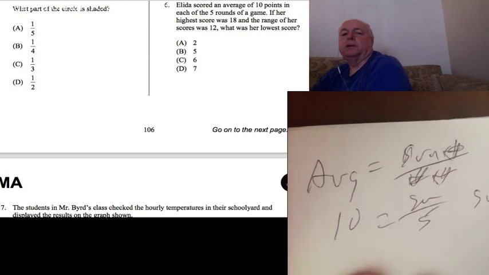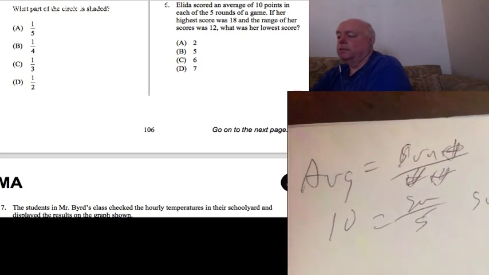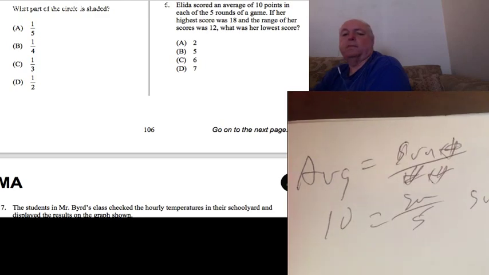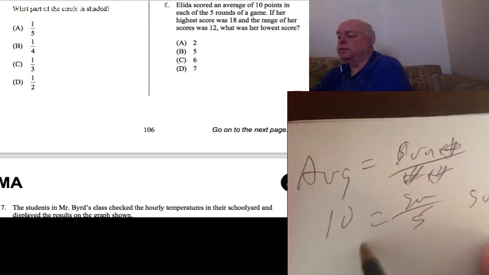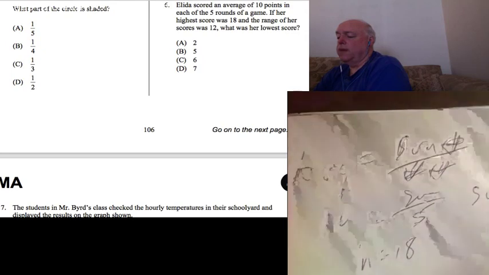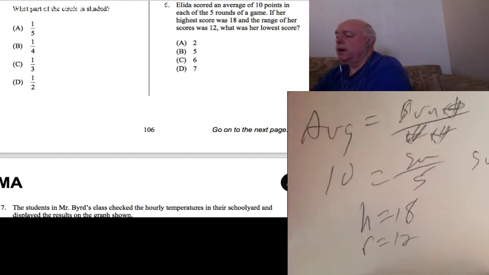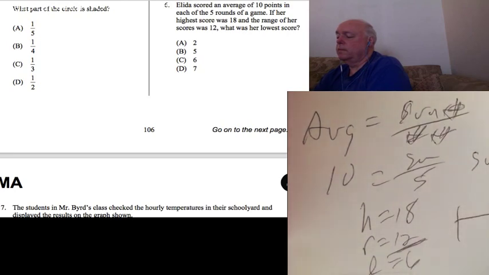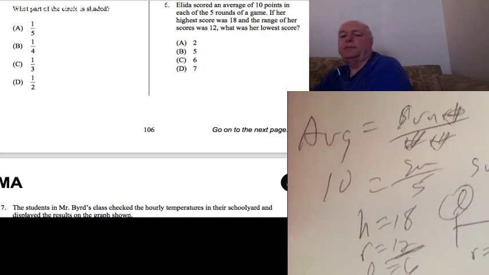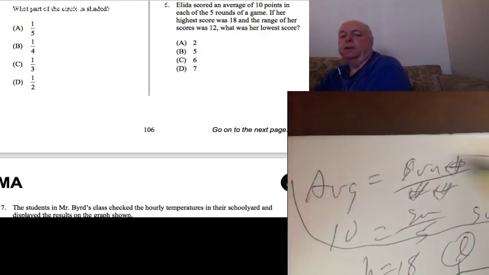Her highest score was 18. And the range of her score was 12. That means her lowest score was 6. You just subtract the two of them. The range means the high minus low. So if this was 18 and the range is 12, then we know we get 6. Okay? And in fact, that's what it's asking. So this part here was a red herring. It's not really involved in the problem. And we just straight up get 6.